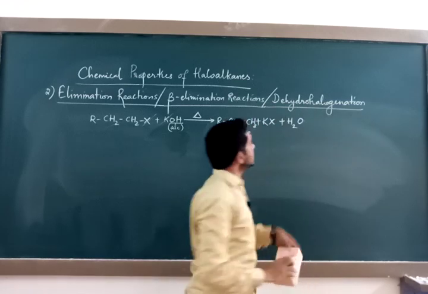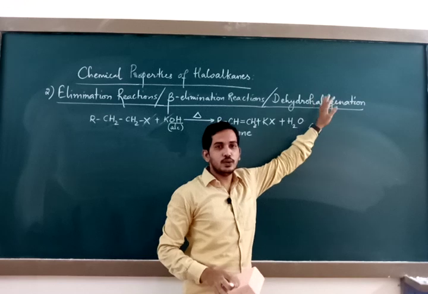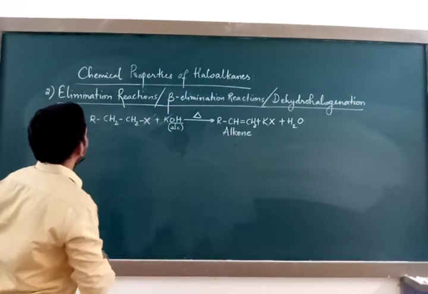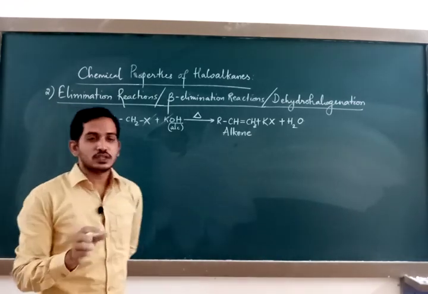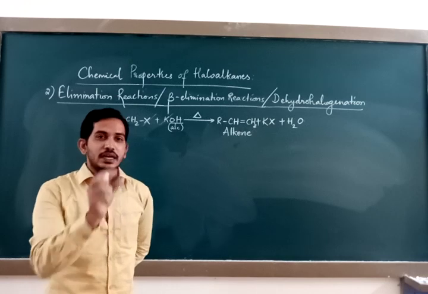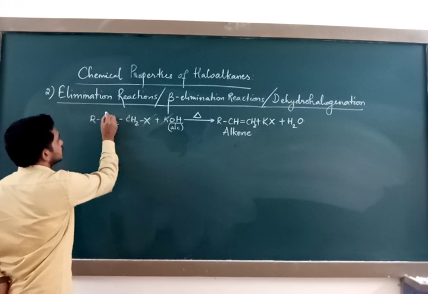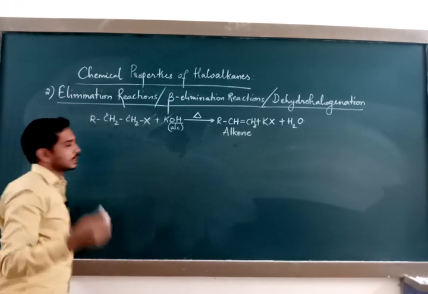Dehydrohalogenation reaction means you are removing hydrogen as well as halogen. So it is called dehydrohalogenation. Now why is it called beta elimination? We number any haloalkane based on the position of halogen. Whichever carbon contains halogen should be given the least number. On that basis, this is 1, this is 2. If there were other carbons, they would have got numbers 3, 4, 5 and so on.